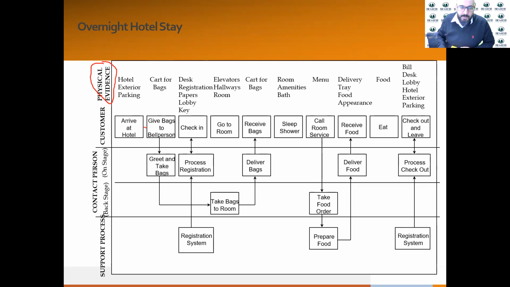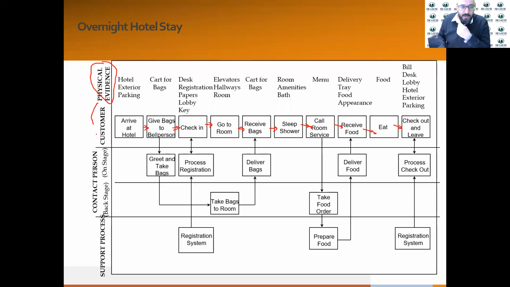So we're talking about a process map here, basically from a customer perspective. After check-in, they go to the room. Once they go to the room, they will receive the bags, and then maybe sleep or take a shower. Then they will call room service if needed to order food, receive the food, eat, and then check out and leave. So this is a sample, a simple process for a hotel from a customer perspective.